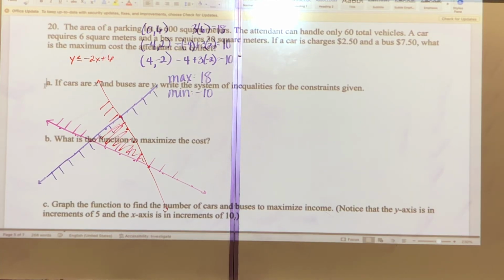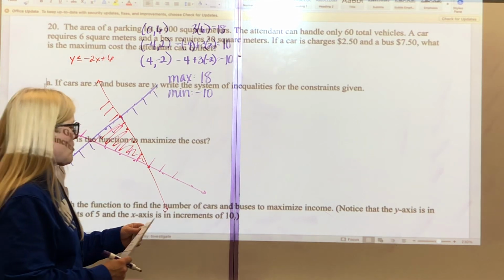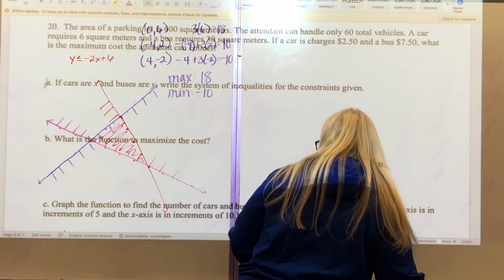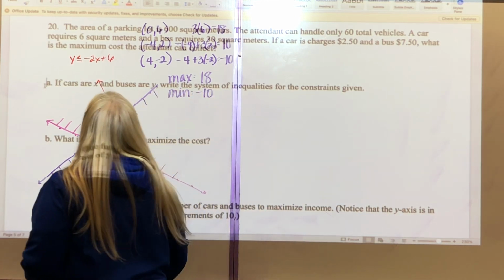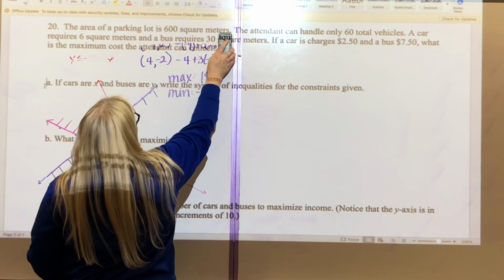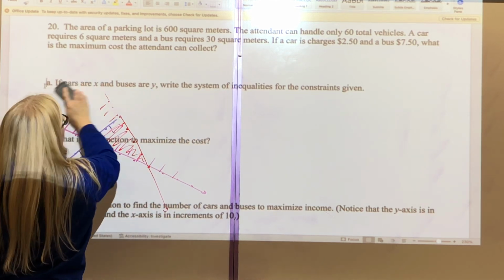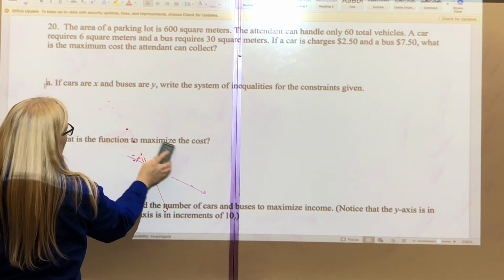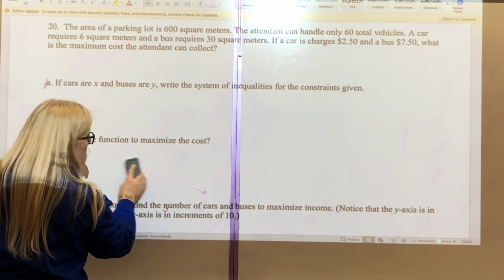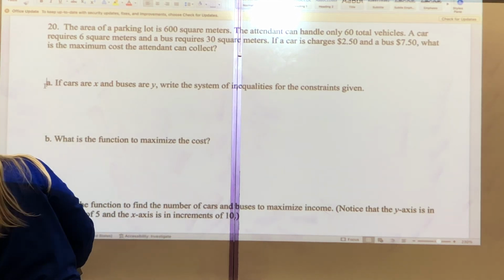We have this lovely story problem. And yes, you will have a story problem on the test. There will be a little bit of guidance with it, so it'll hopefully be easier than what we've got here.